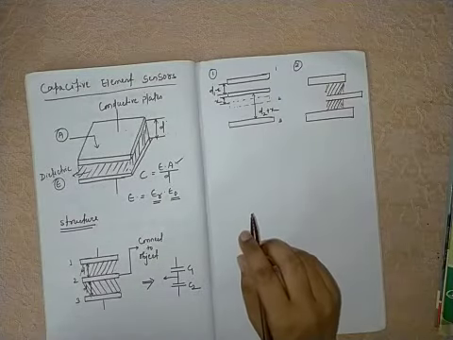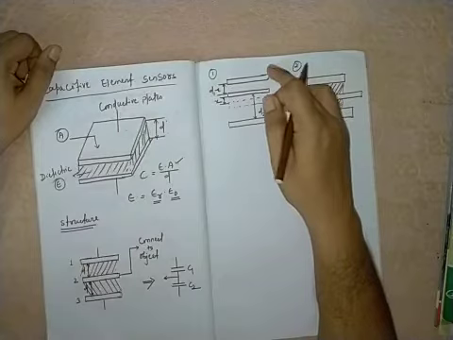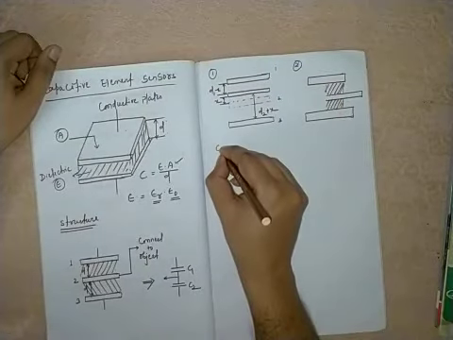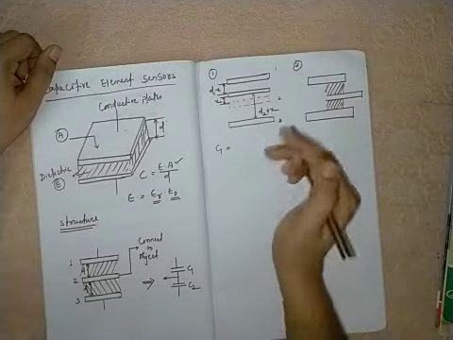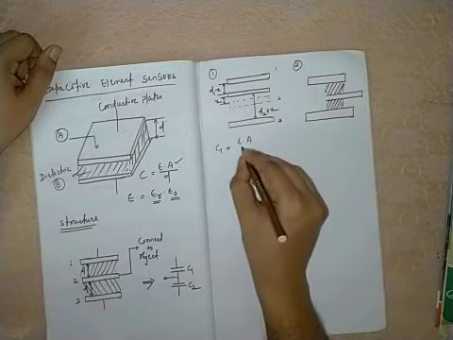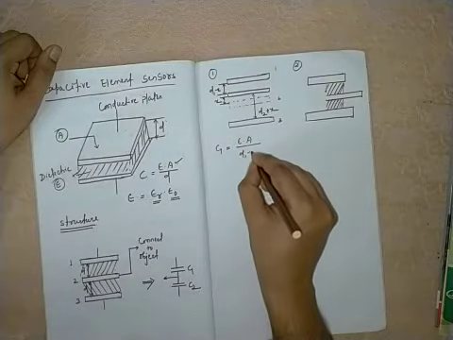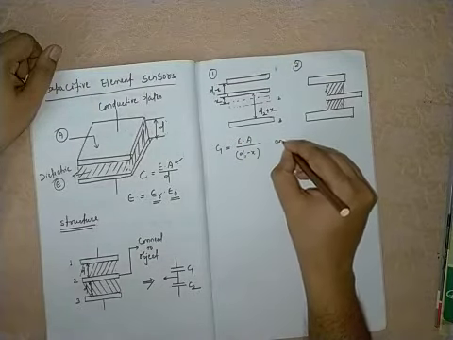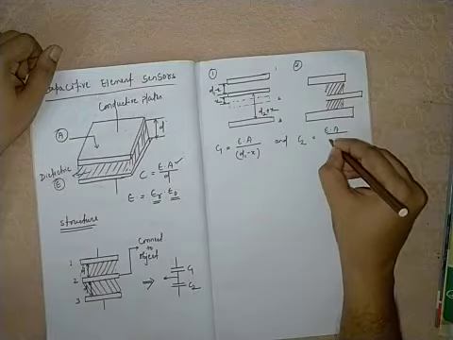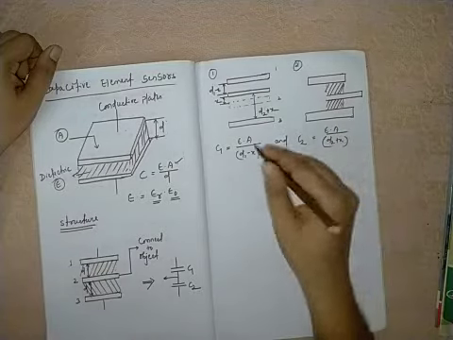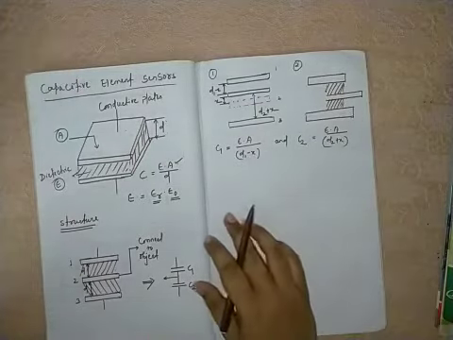Clear? Okay. So when plate number 2 moves in the upward direction, C1 will be epsilon into A whole divided by D, which is d1 minus x, and C2 will be epsilon into A divided by d2 plus x. As the area of overlap remains the same, only the distance changes. Okay, C1 and C2 change.